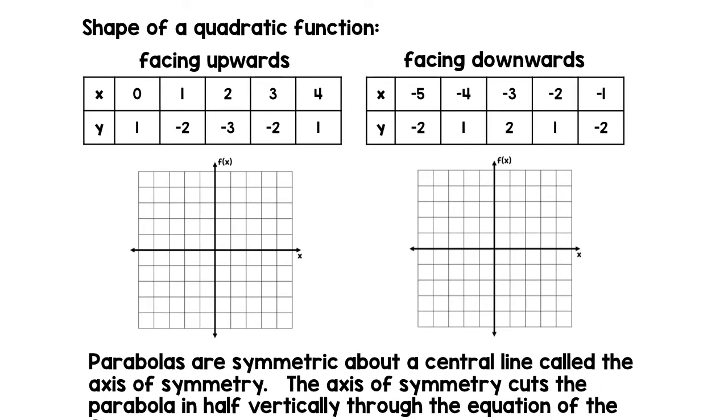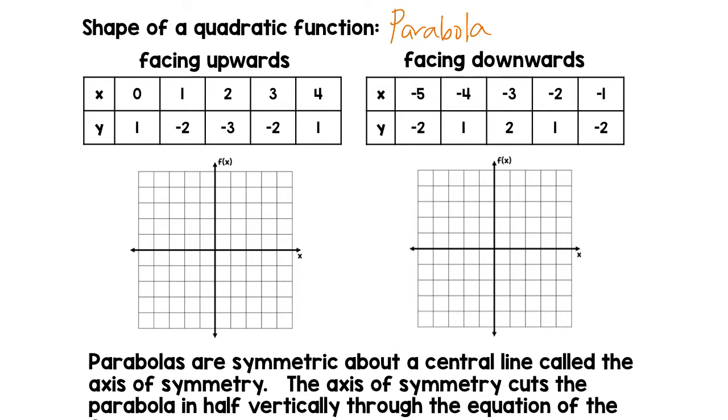The shape of a quadratic function is called a parabola. That looks like it should be "parabola," but it's "parabola." And it can present in two ways. It can face upwards or downwards. So let's graph these. I've just given you two tables of values, and we're just going to graph those points.